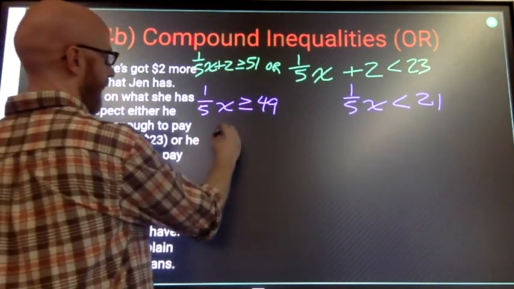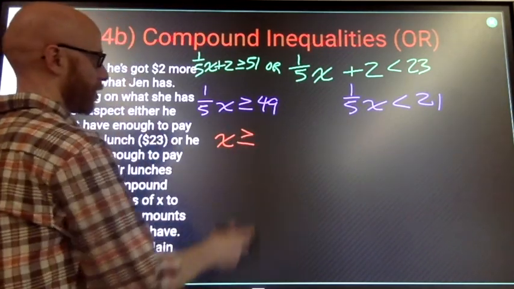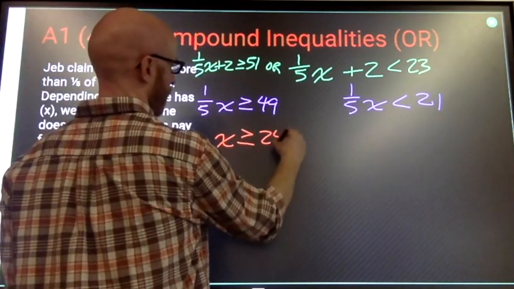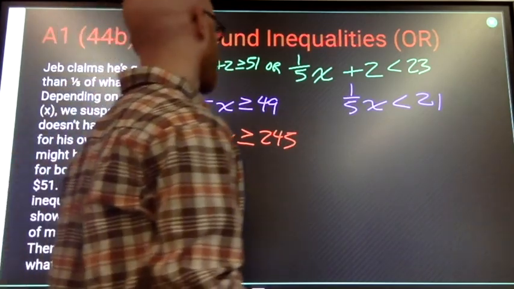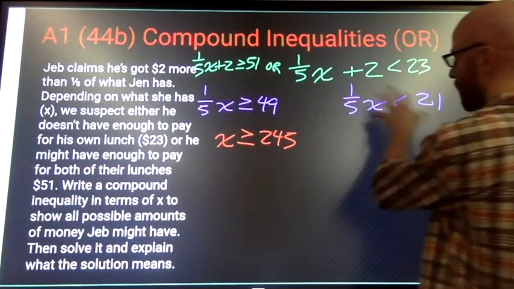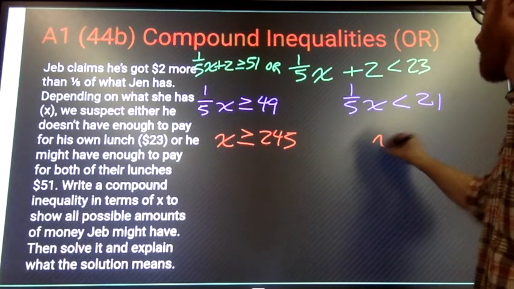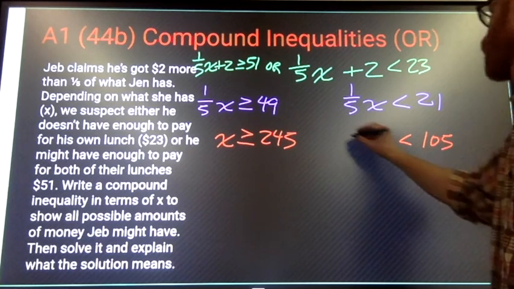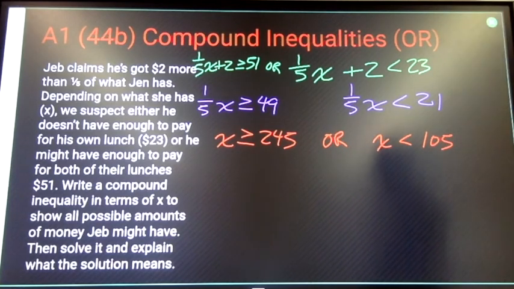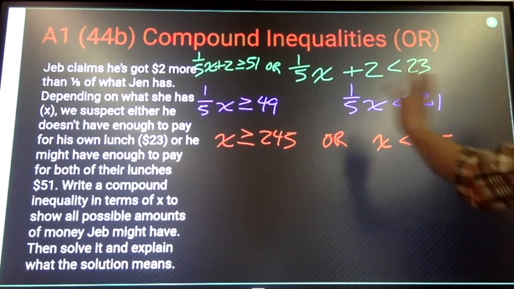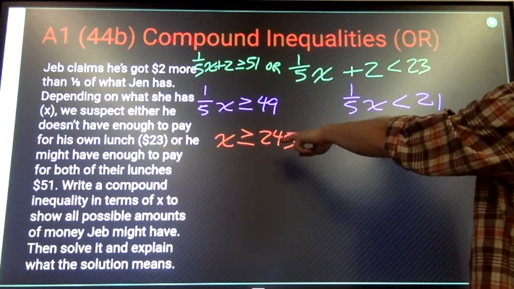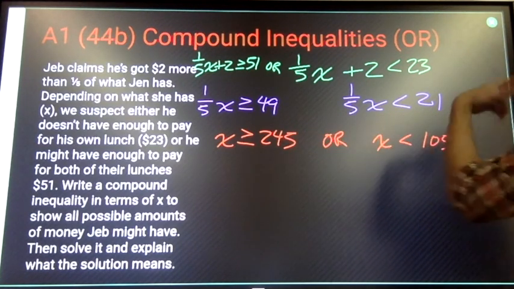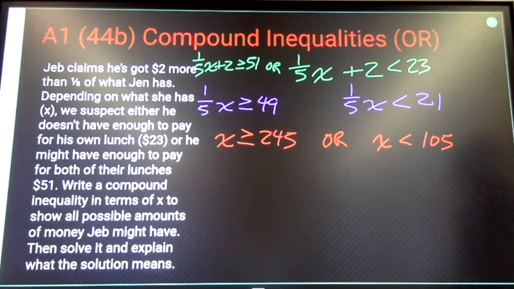So we got X is greater than or equal to 245 over here. If I multiply both sides by 5, we will have X is less than 105. All right, so here's my two situations. Either X is bigger than 245 or X is less than 105. All right, solve it. Explain what the solution means.